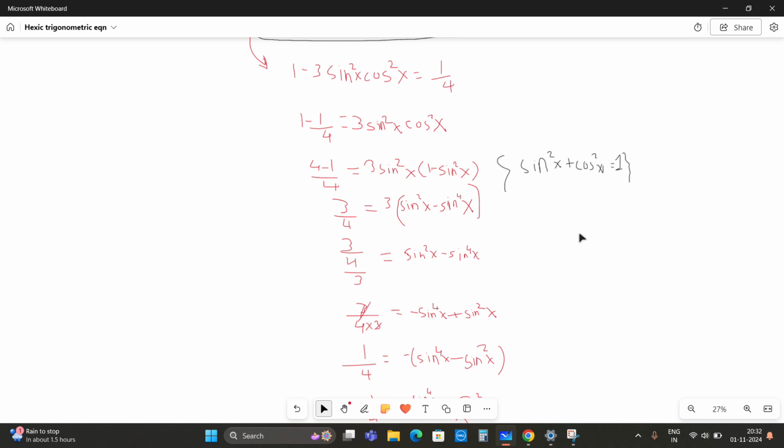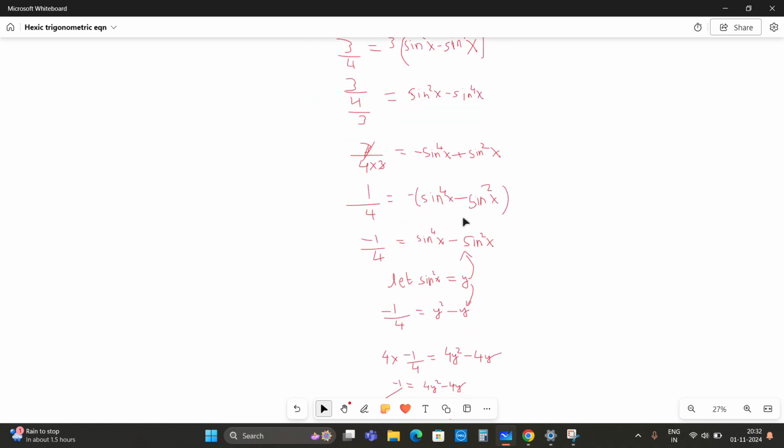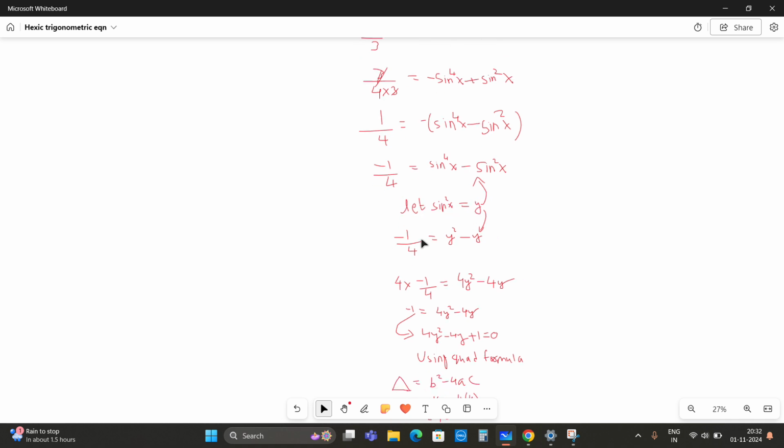Now we get 3/4 over 3 equal to sin^2 x minus sin^4 x. This 3 cancels out to get 1/4 equals negative, taking common, (sin^4 x minus sin^2 x). This equation turns out to be a negative, so we take the negative to the LHS, getting negative 1/4 equals sin^4 x minus sin^2 x. Let sin^2 x equal y as a quadratic equation. We get negative 1/4 equal to y^2 minus y.